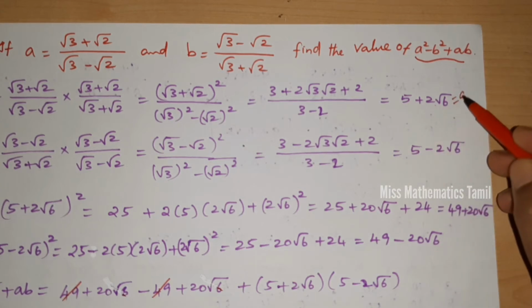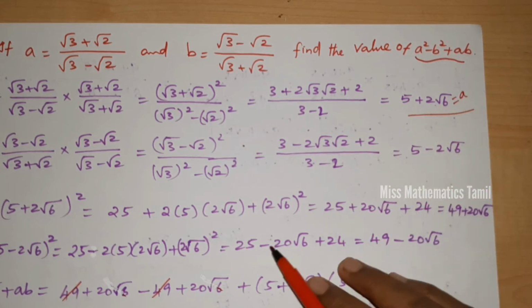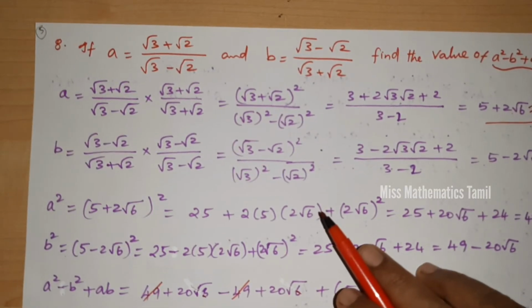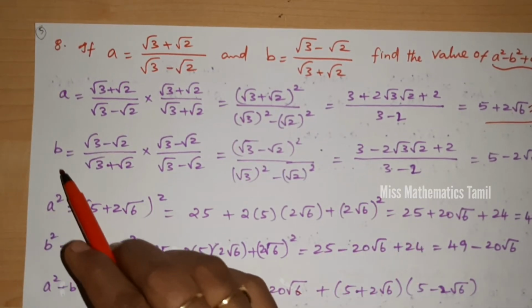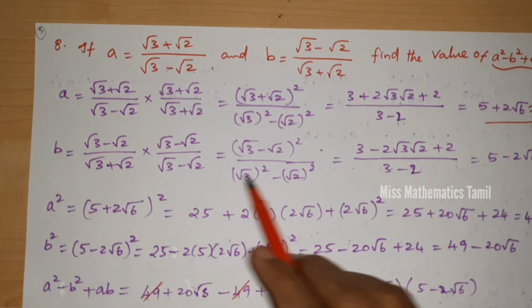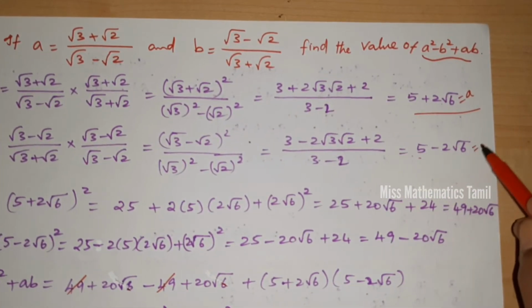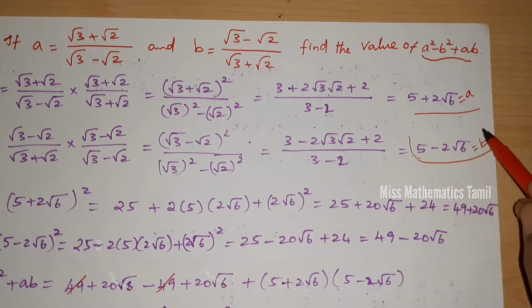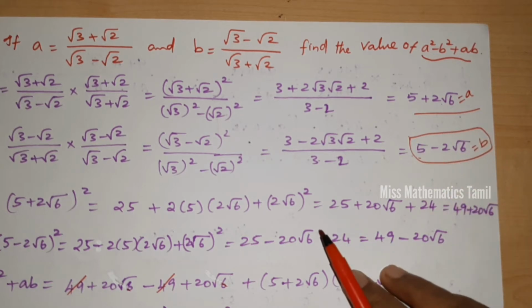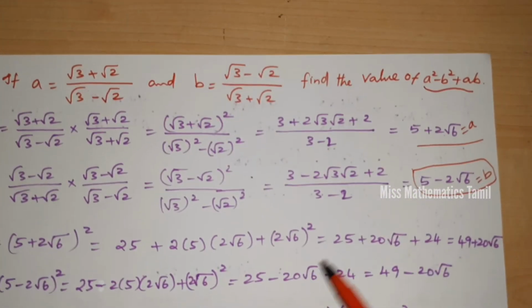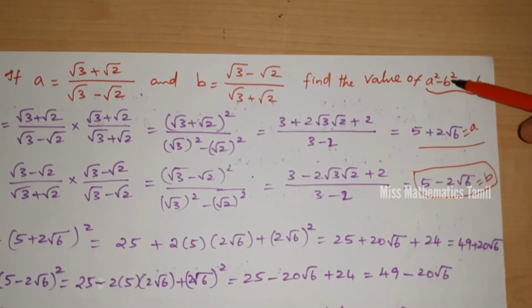This is equal to a now, because in the denominator we rationalized. The same method we follow for b. So what is b now? 5 minus 2 root 6 is equal to b. After rationalizing we get this answer. Okay, what do we have to find? a square minus b square plus ab.